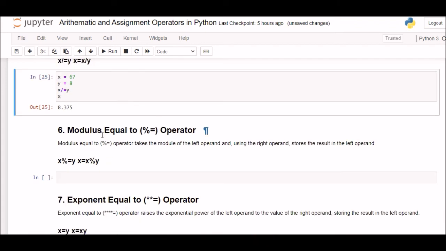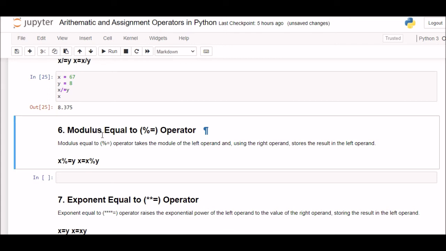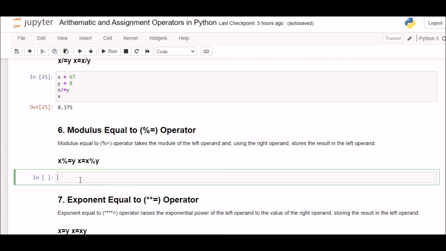Next one, the modulus equals to operator. The modulus equals to operator takes the modulus of the left operand using the right operand and stores the result in the left operand. Okay, in simple terms, x %= y is equivalent to x = x % y. Let's take an example.